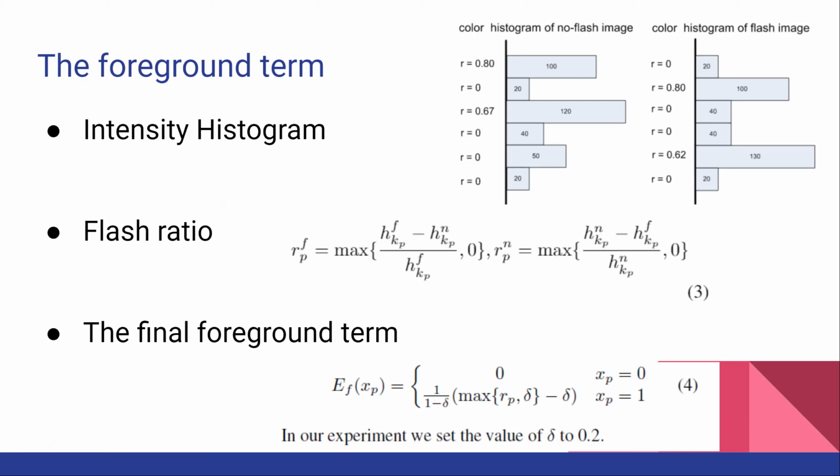And if there is just background, then this is just 0. So the higher the flash ratio, the more likely... remember, the foreground term represents how much the effect on the part that has been more heavily affected by the flash. And the robust parameter 0.2 is just setting a threshold. If it's above 0.2, then you actually count it for the energy.